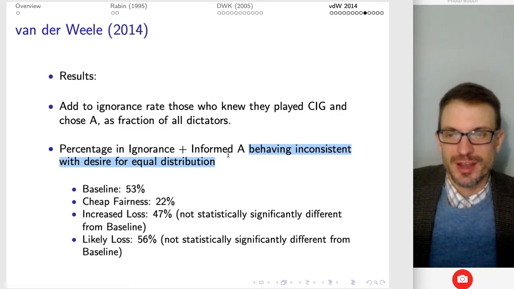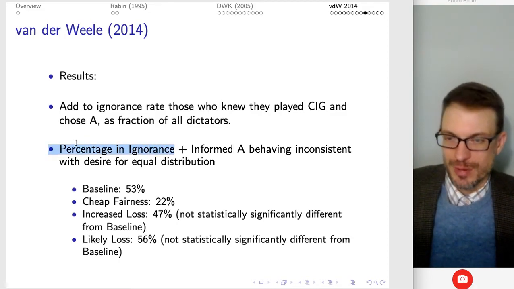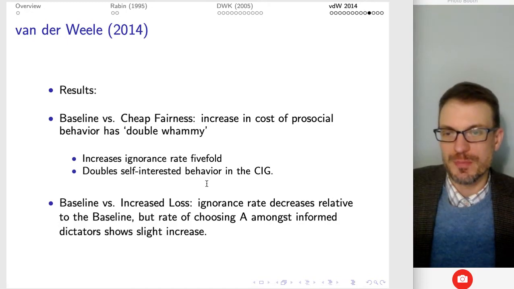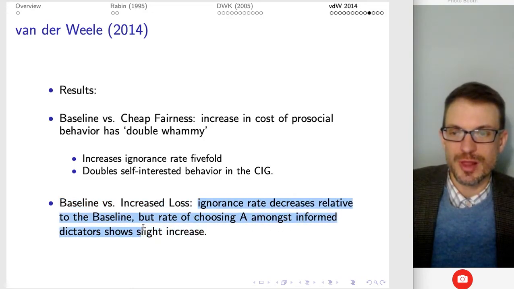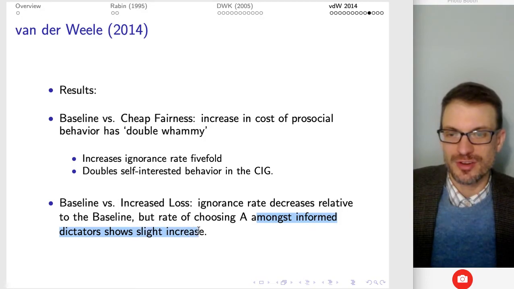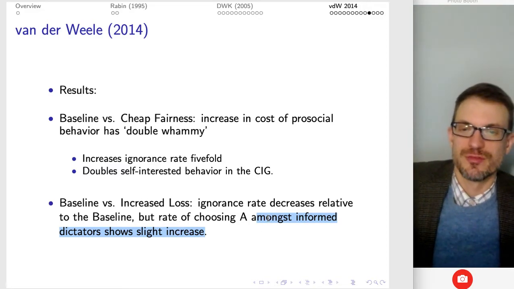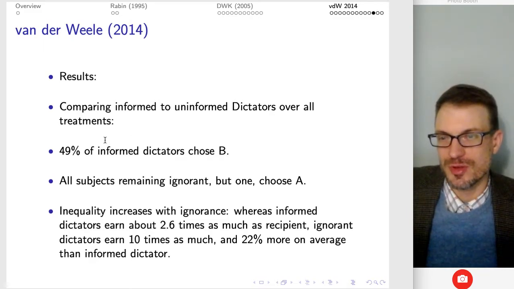So these are those classified as inconsistent with a desire for equal distribution because, well, if you cared about the equal distribution, you probably want to know what's going to befall the recipient when you do one thing instead of another. All right. Comparing baseline to the increased loss, the ignorance rate decreases relative to the baseline. The rate of choosing A amongst informed dictators shows a slight increase, right? This is the one, remember, where the recipient would get a -20. It looks like dictators are trying to become informed because they have a taste for information, not necessarily a taste for the equal distribution.